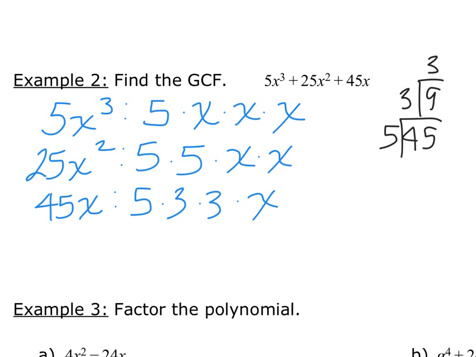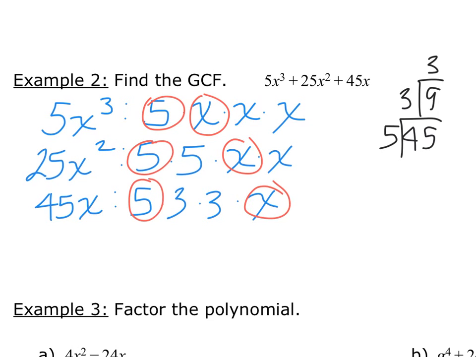To find the greatest common factor, I'm going to look to see what these 3 terms all have in common. x. They all have x in common. Anything else? They all have a 5. So what they have in common, 5x, is my GCF.